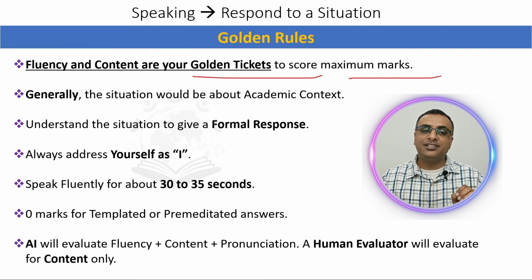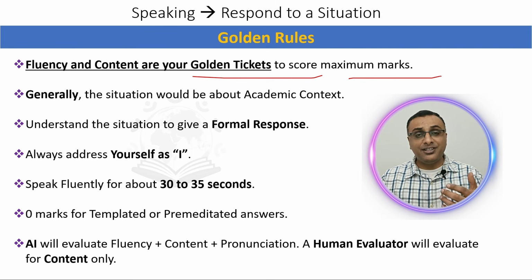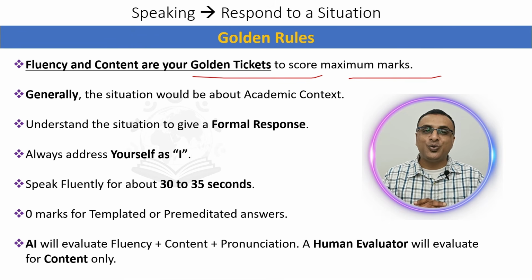Last but not the least, AI will still evaluate your fluency, pronunciation, and content, whereas a human evaluator will just evaluate your content. They will not measure your fluency and pronunciation. Hence, they will double mark your content marks. So these are all the golden rules of the respond to a situation question type. Hope you have understood this.